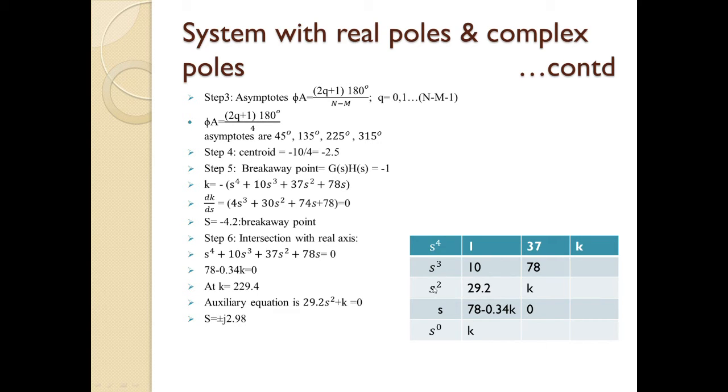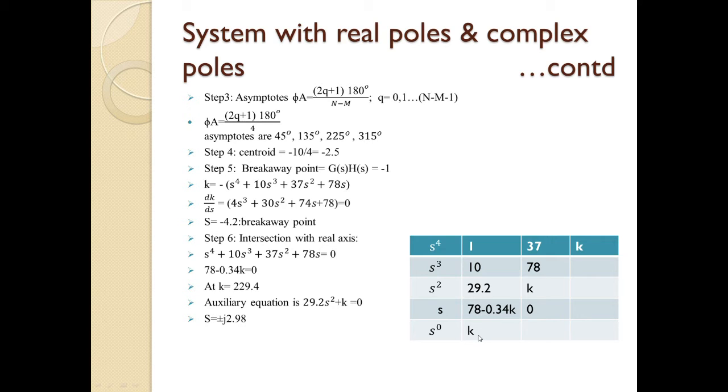And from these two rows, that means from the s to the power 3 and s to the power 2 rows, we can calculate the s row by the same formula, that is 29.2 into 78 minus 10K whole divided by 29.2, which gives us 78 minus 0.34K, and finally the s to the power 0 row becomes K.